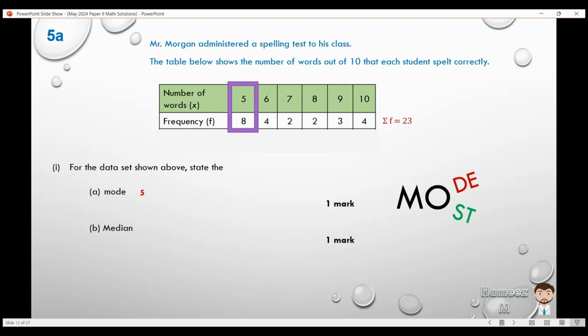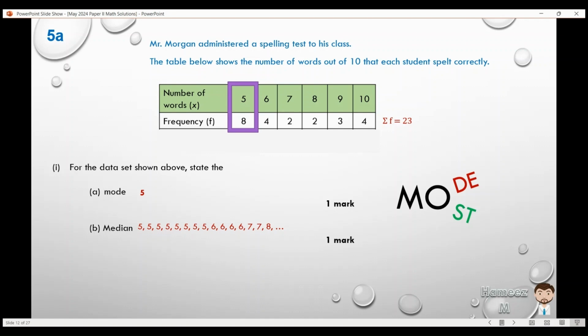So if we put these 23 numbers in order, what is the middle term? The middle of 23 consecutive terms will be the 12th term. If we look at the students who got 5 words right, there were 8 of them. So if we had to write it, we'd write 5 eight times, followed by how many students got 6 words right? 4 of them. So we'll have 6, 6, 6, 6, and 2 sevens, and then 2 eights, and so on and so forth.